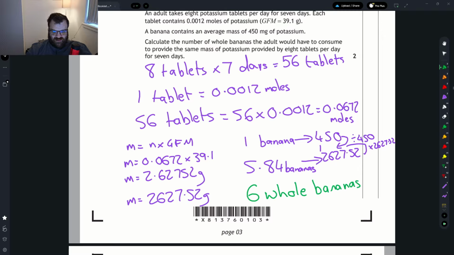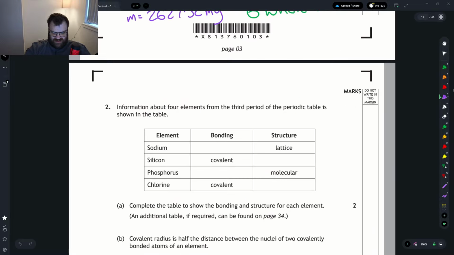Would then give you that dose plus a little bit on top of it. So that should have been milligrams there, but it still works out. Same 6 whole bananas for that one.